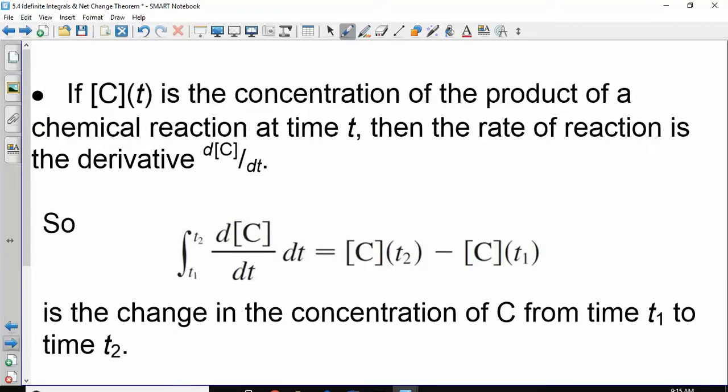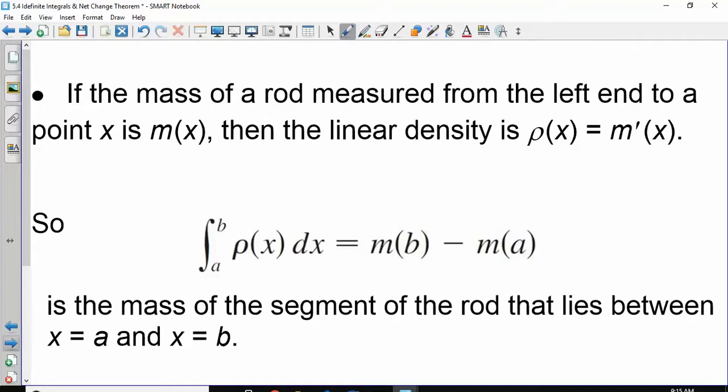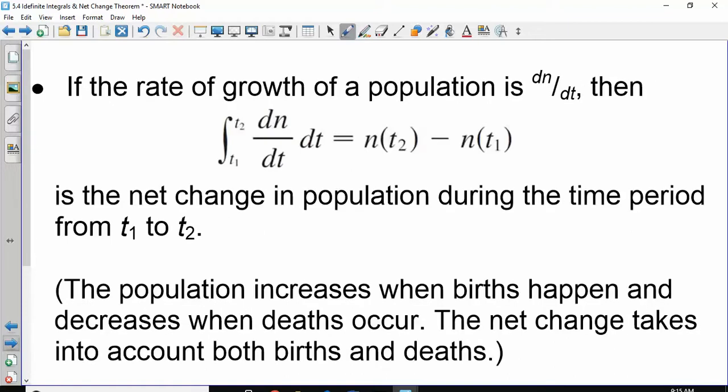If we're looking at a chemical reaction, if C of t is the concentration, then the derivative is the rate of change in the concentration. If you do the integral, that goes back to the concentration, so it's just telling you how the concentration changed over time, how the amount of the chemical changed over time. So we know a derivative is the rate of change, the antiderivative goes back to that amount. If you're looking at mass, then the derivative of that is talking about linear density. So the antiderivative takes it back to mass. So it's looking at how the mass changed over a set amount of time.